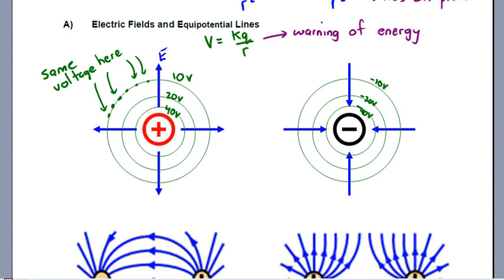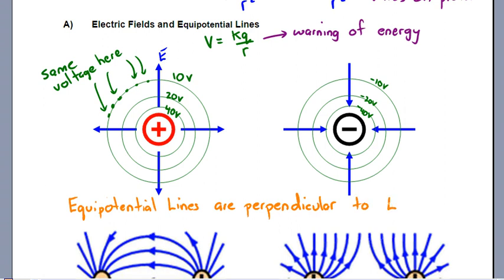Now, one thing I can tell you, just the way the math works, they're always perpendicular to the electric field lines, and that is worthy of a note. So equipotential lines, okay, these equal voltage lines, they are perpendicular to E field lines. Always, without exception.